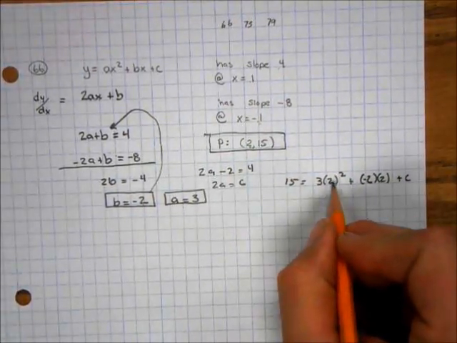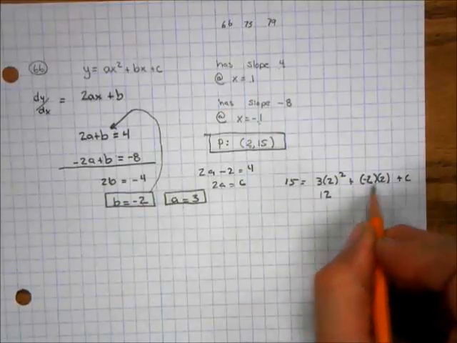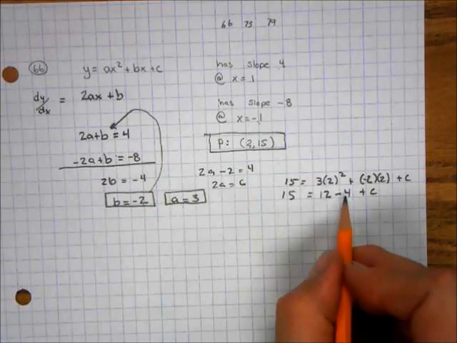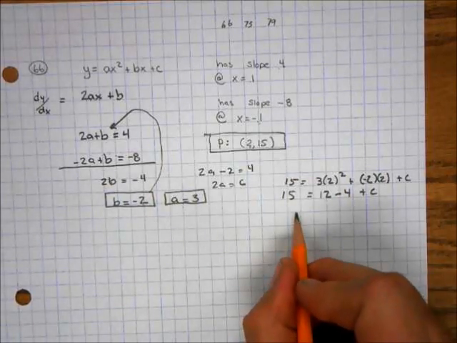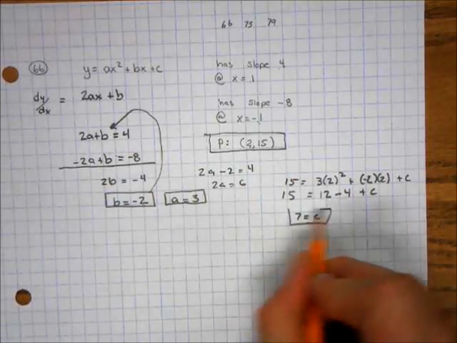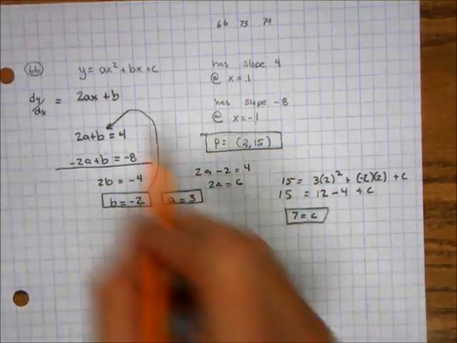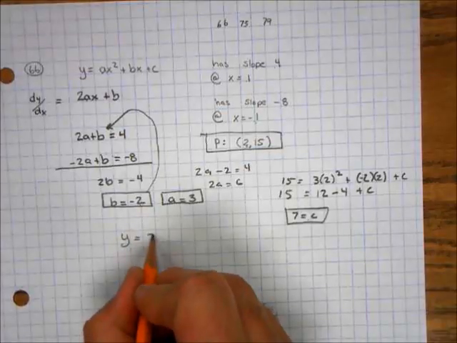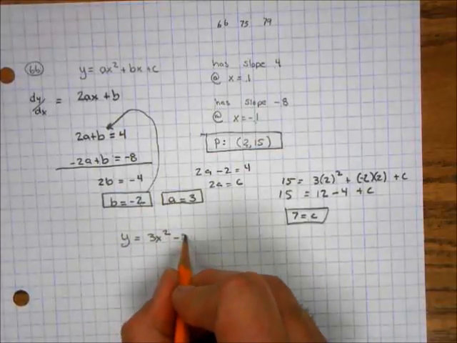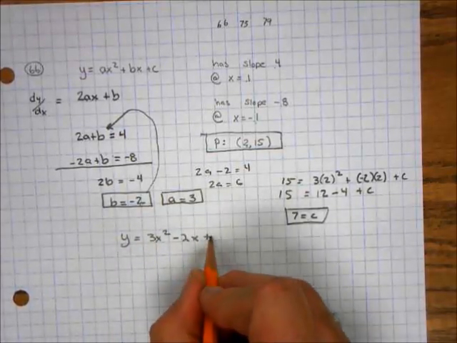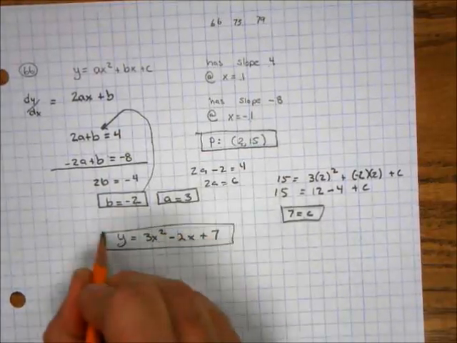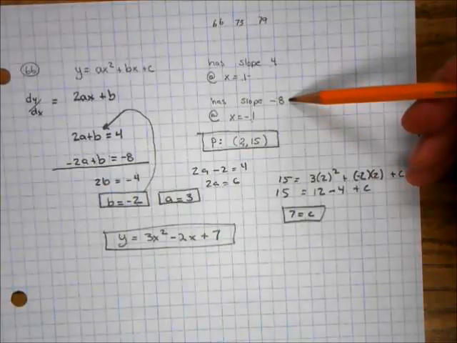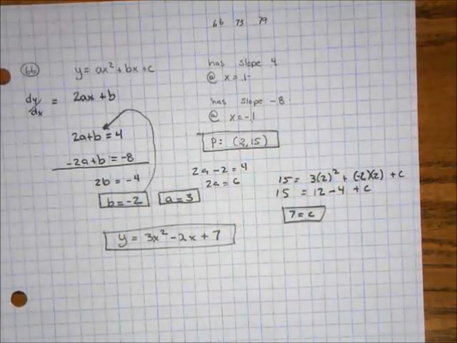Okay, 2 squared is 4 times 3 is 12. -4 equals 15. 12 minus 4 is 8. Subtract 8 and I get 7. Okay, so now I have the unknowns, so I can write the quadratic. Y equals 3x squared minus 2x plus 7 is the quadratic that has a slope of 4 at 1, has a slope of -8 at -1, and does pass through the point (2, 15).